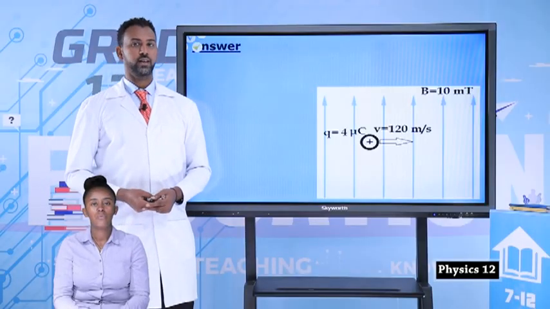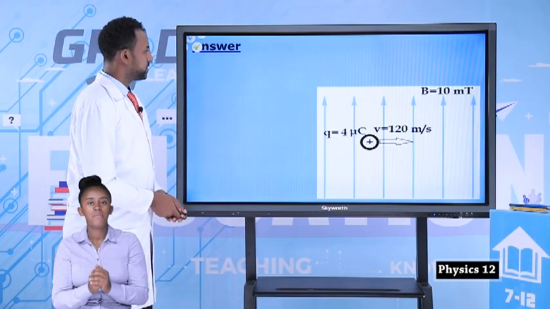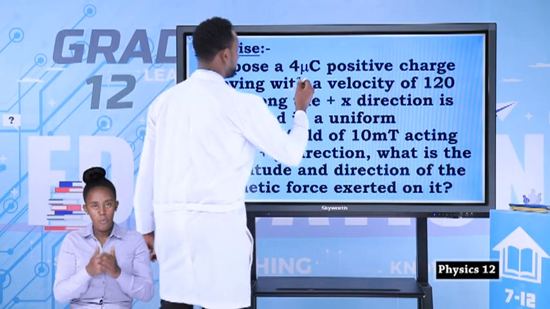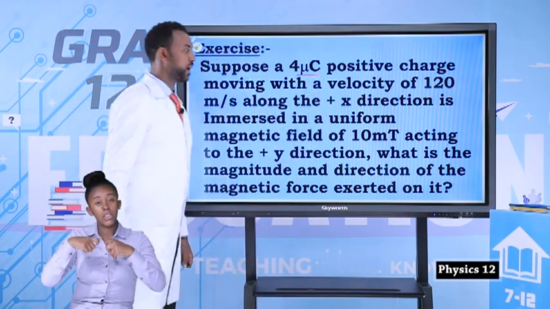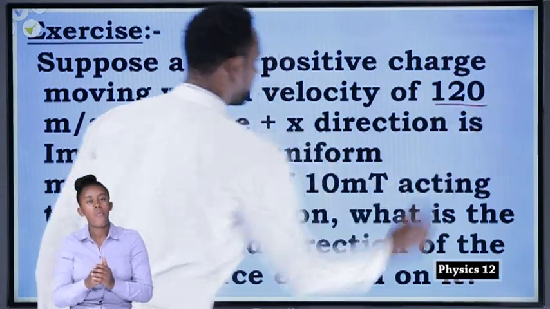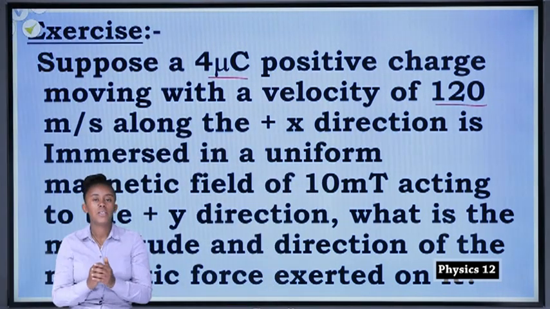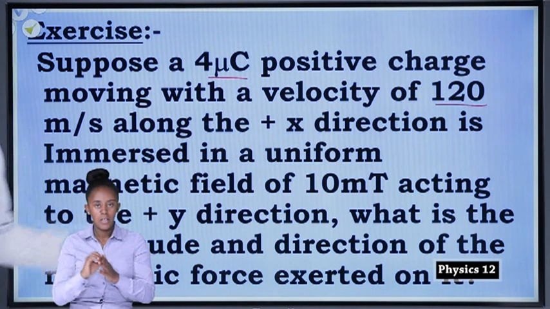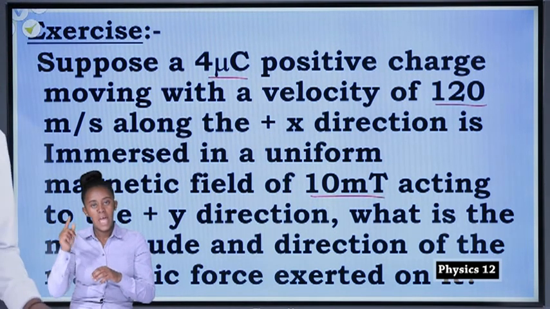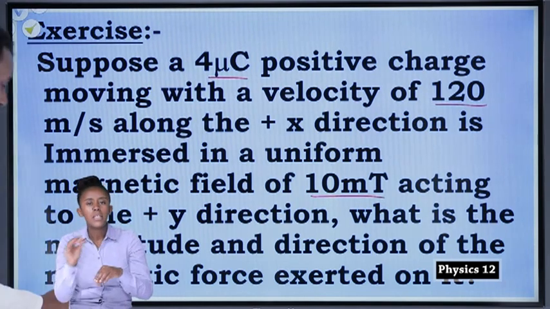Students, I hope you have tried that. So let's try to solve it together. What are the given quantities? The given quantities are the charge, which is 4 microcoulomb. The other quantity given is the velocity of the charged particle and its direction as well, the positive x direction. And it is immersed in a uniform magnetic field, which is 10 millitesla. Now the question is, what is the magnitude and direction of the magnetic force?